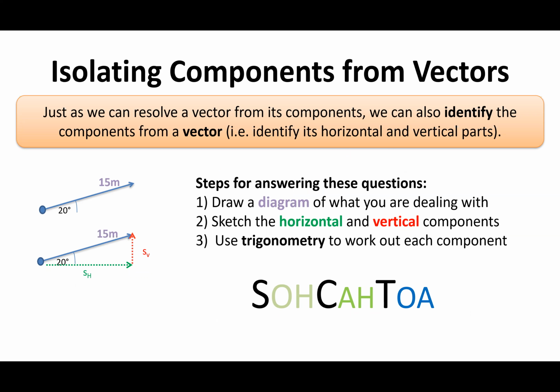So the steps you want to take are, first you want to draw a diagram that creates a triangle with the one vector that was given. And then you're going to sketch in the horizontal and vertical components that do meet in a perpendicular fashion to create that right triangle. And then we're going to use trig to work out what the X component and the Y component are, what the horizontal side and the vertical side values are. As long as we know one side and one angle of a right triangle, then we can use the trig.